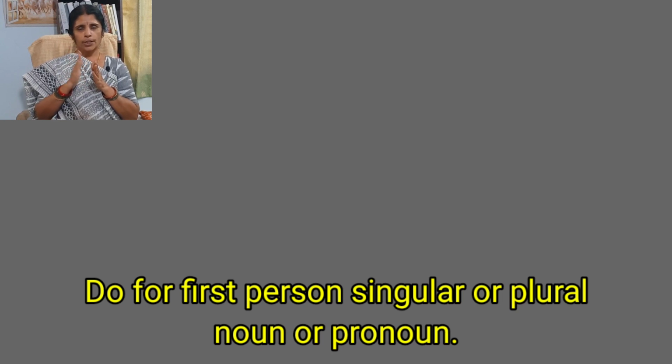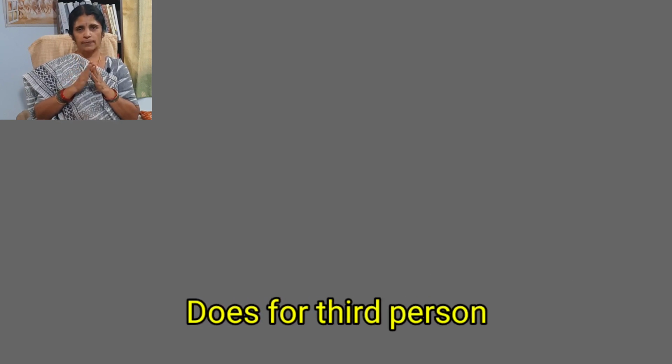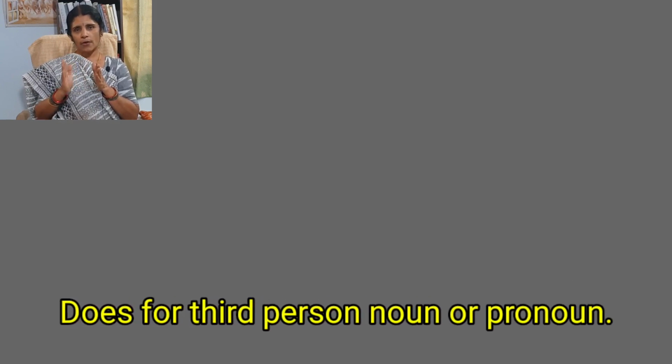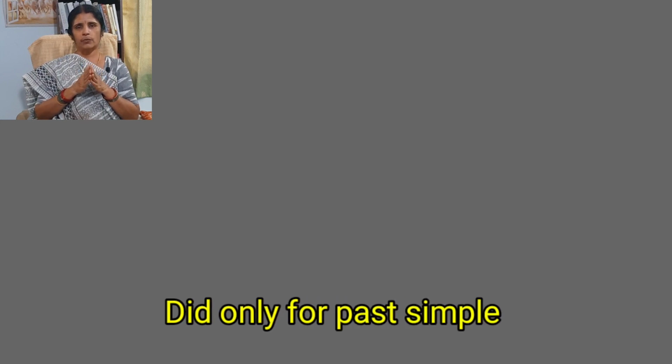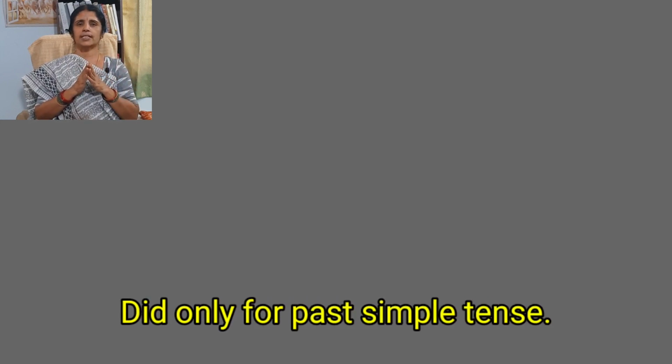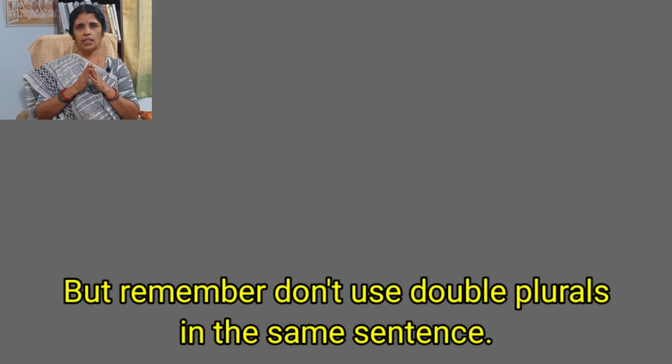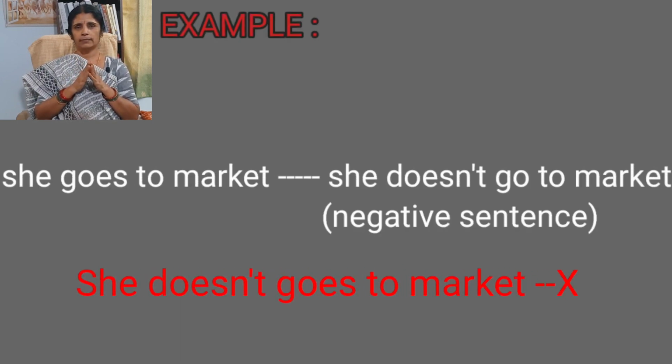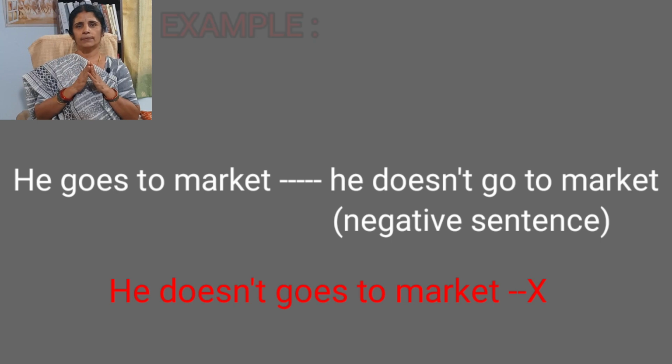Do for first person singular or plural noun or pronouns. Does for third person noun or pronouns. Did only for past simple tense. But remember, don't use double present tense verbs in the same sentence. For example, she goes to market. She doesn't go to market, not she doesn't goes to market. He goes to market. He doesn't go to market, but not he doesn't goes to market.